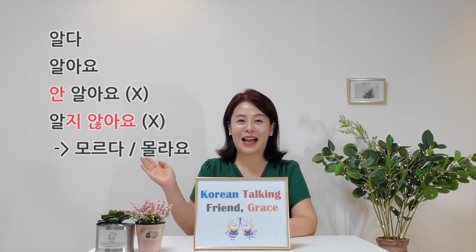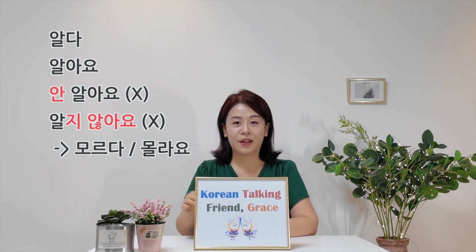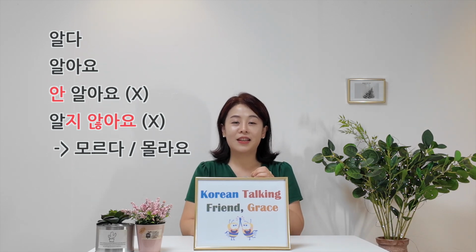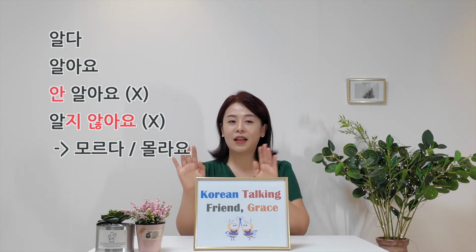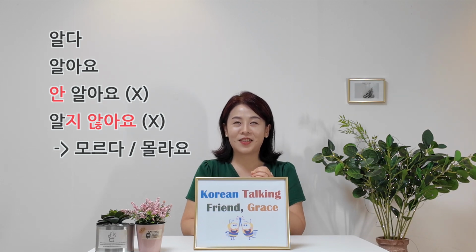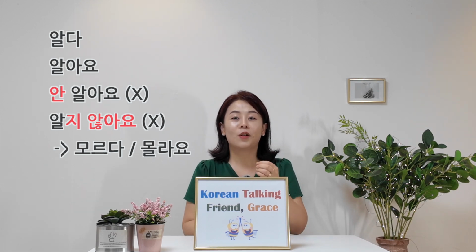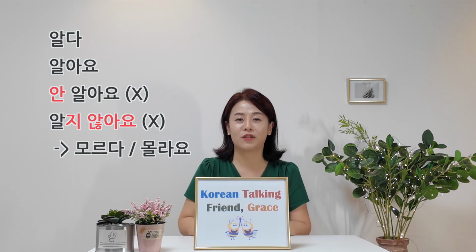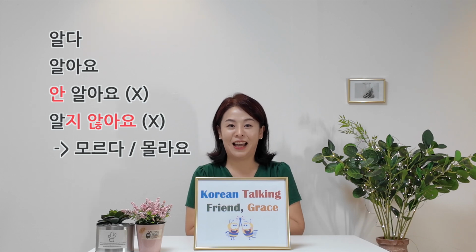First, the verb is 알다. 알다 is to know someone or to know something. 알아요 is the present form. But in Korean, you cannot say "do not know" or "I don't know" the English way. It's not natural. Rather than negating 알다, there's a different, standalone, totally individual verb. So you need to use that one.